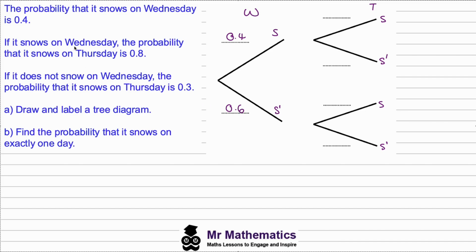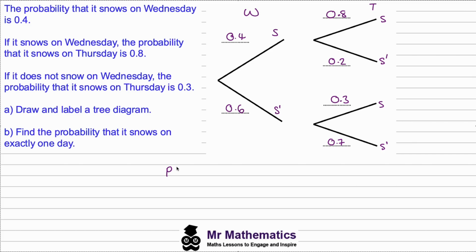And if it does snow on a Wednesday, the probability that it snows on a Thursday is 0.8. So now we'll go here, which means not snowing will be 0.2. And if it does not snow on a Wednesday, the probability that it snows on a Thursday is 0.3. So not snow and snow is 0.3, which means this one's going to be 0.7. That's the tree diagram. For part B, find the probability that it snows on exactly one day.